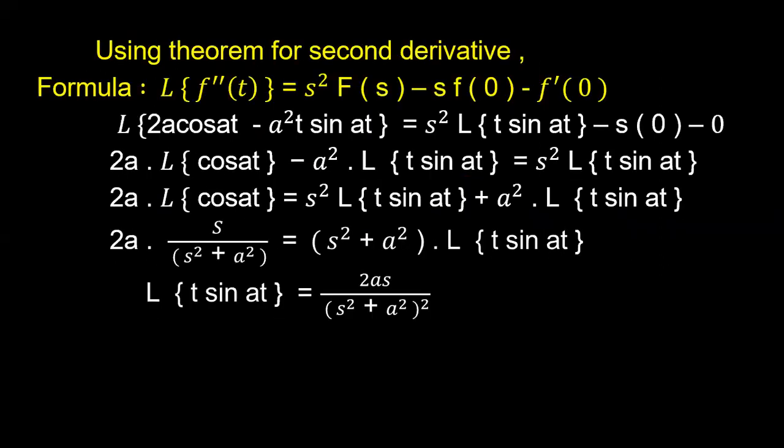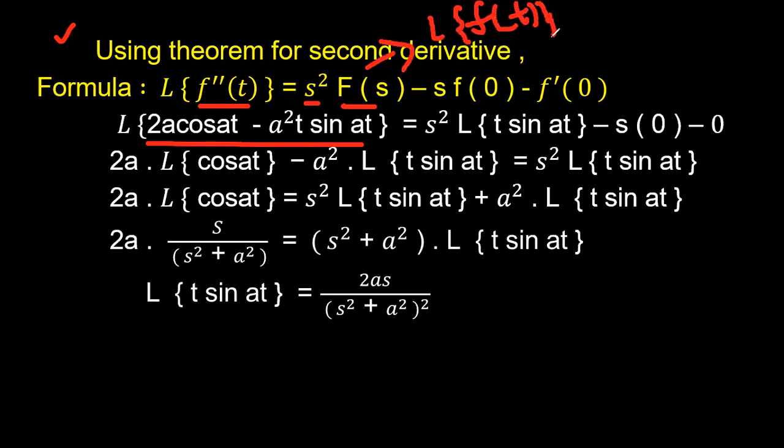Now you can apply the theorem for the second derivative, the Laplace transform of the second derivative. The Laplace transform of f double dash of t is equal to s square F of s minus s into f of 0 minus f dash of 0. So we know f double dash of t, that is nothing but 2a cos at minus a square t into sin at, is equal to s square into F of s. What is F of s? It is the Laplace transform of f of t, which is the Laplace transform of t into sin at.